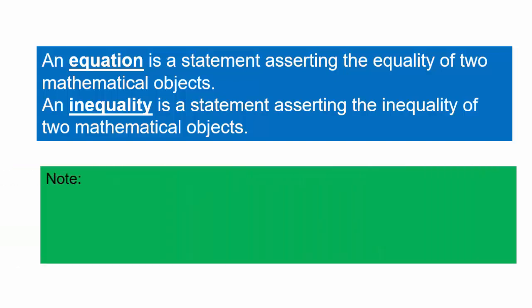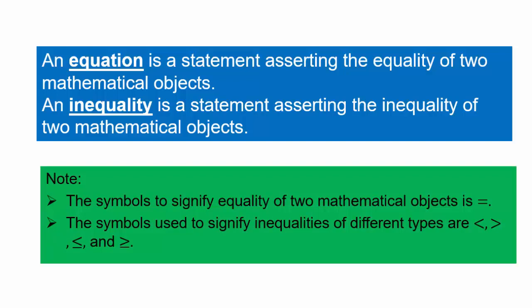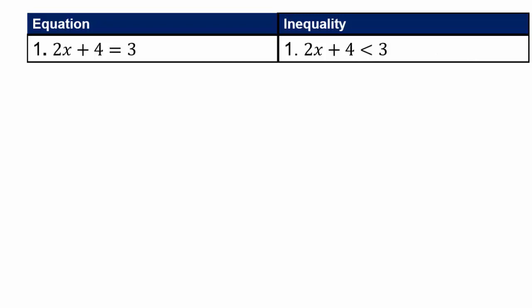So the notation that we're going to use is the equal sign is going to signify left-hand side is equal to right-hand side. And the symbols less than, greater than, less than or equal to, greater than or equal to will be used to signify inequalities. Let's take a look at some examples then. We will do equations and inequalities simultaneously. For example, 2x + 4 = 3 is an equation. If you just replace the equal sign with the less than sign, then it becomes an inequality.